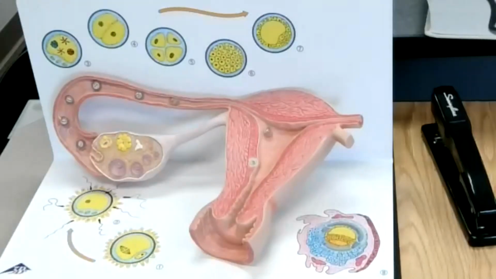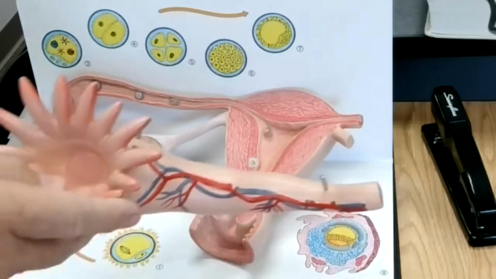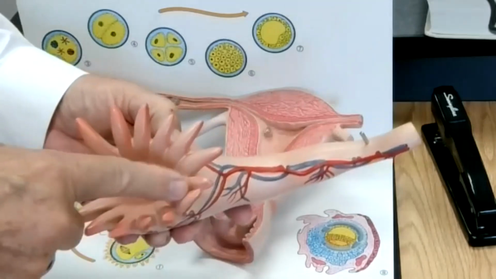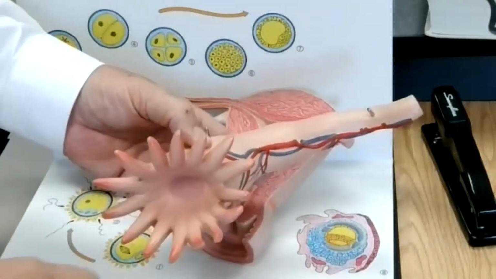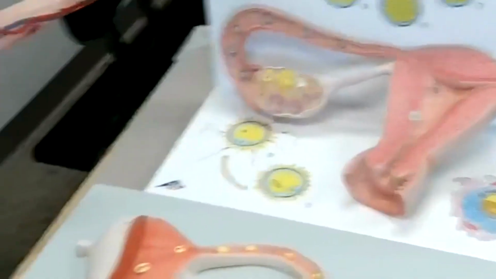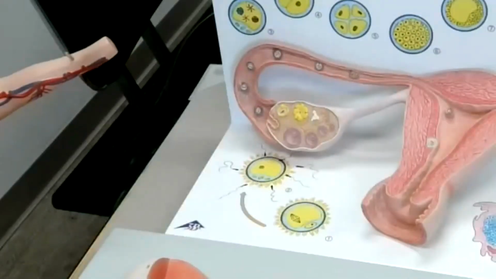Okay, this is what a uterine tube with the fimbriae looks like. These are the fimbriae here. When an egg is released, the egg is released into the abdominal cavity. You can see it right here.